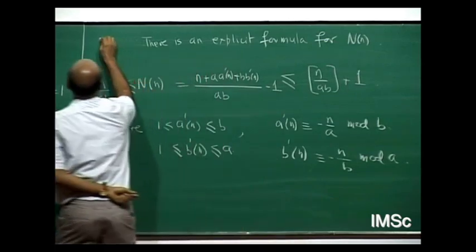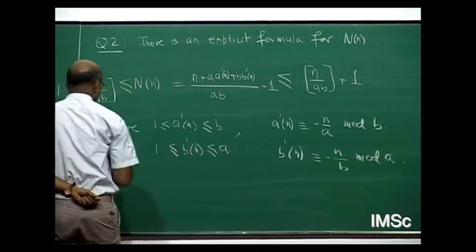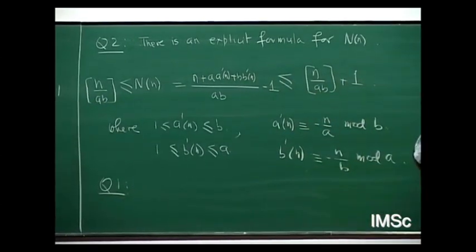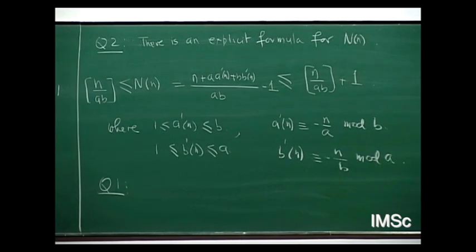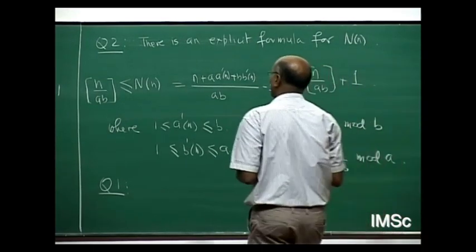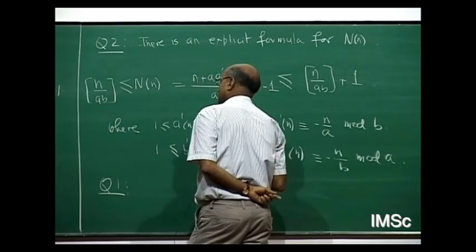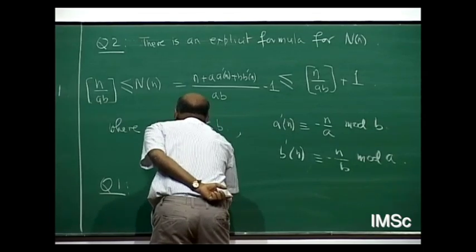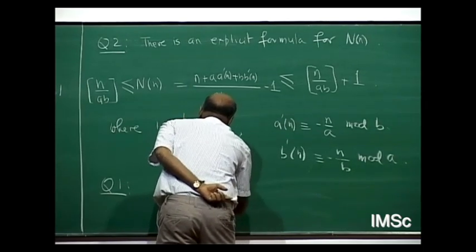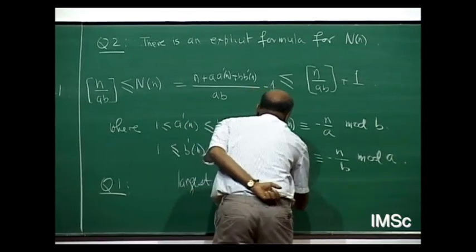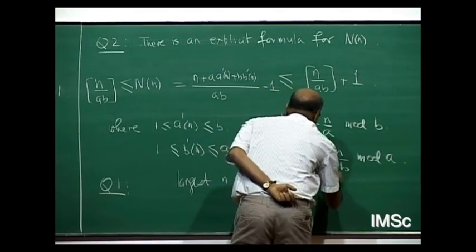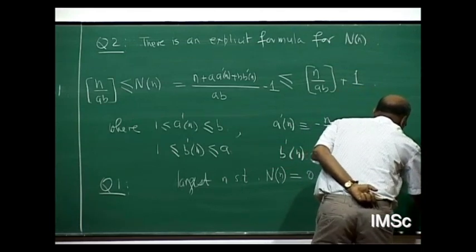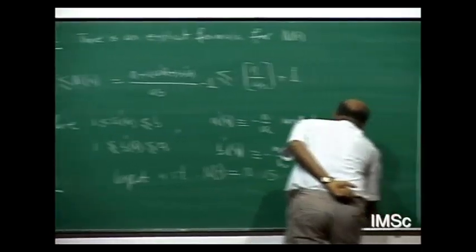So this is the answer for question 2, and for the answer to question 1, of course if there is a precise formula, one might say it should be obvious from the formula, but it does take some small checking to see that the largest n such that N(n) is equal to 0 is (a minus 1)(b minus 1) minus 1, which is the same thing as ab minus a minus b.